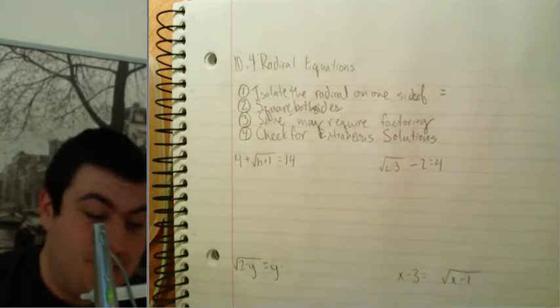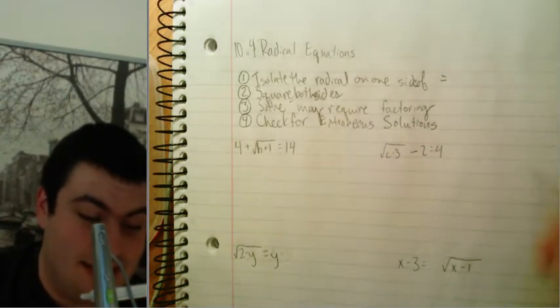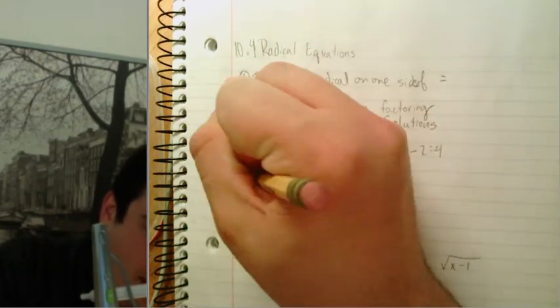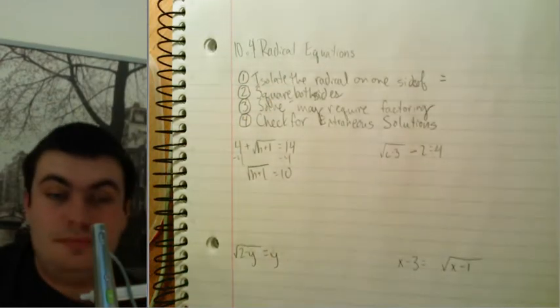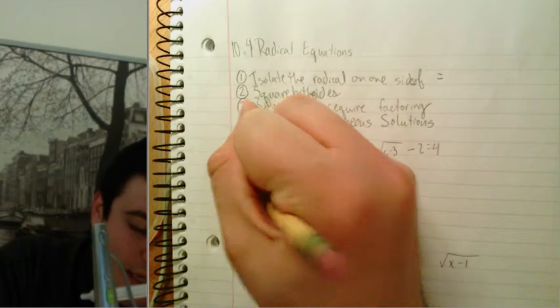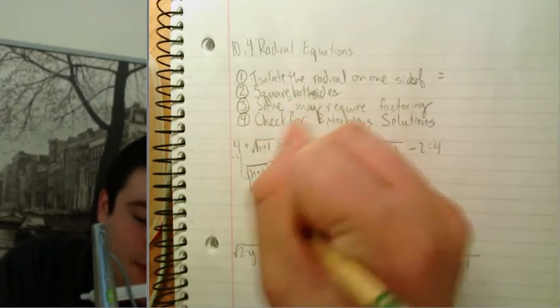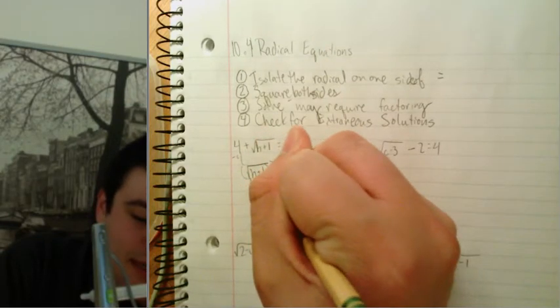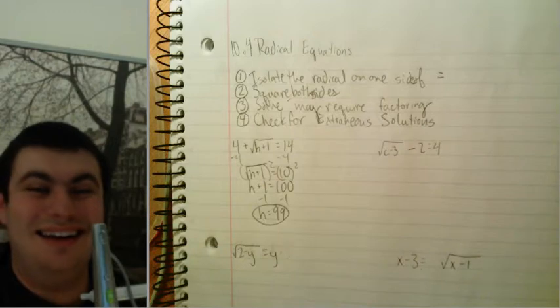So if we see 4 plus the square root of h plus 1 equals 14, we're going to solve for h. So first we need to get the square root isolated on one side, so we'll subtract by 4 and get the square root of h plus 1 equals 10. Now we're going to square both sides to get rid of that square root and get h plus 1 equals 100. So when we subtract 1, we get that h equals 99. There we have it, h equals 99.